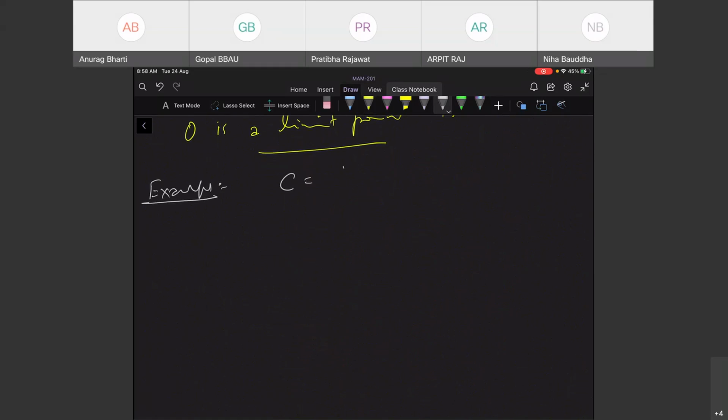So now another example. Take a set C, union 1 comma 2. What are the limit points of C? So this is of this form: this is 1 point and then 1 comma 2. I am denoting them by green color. This green is the set.